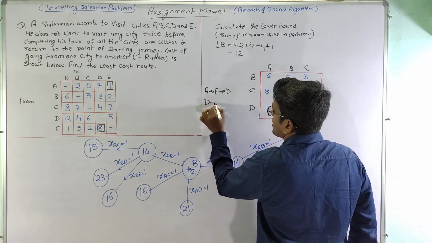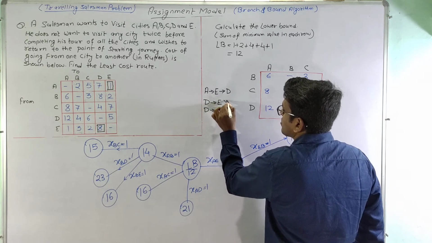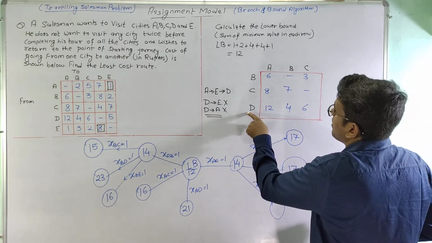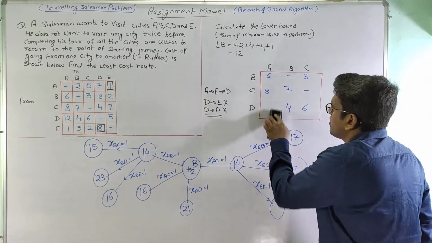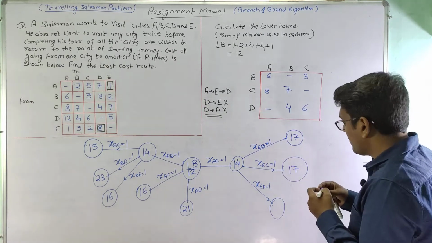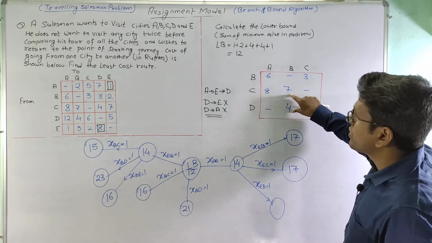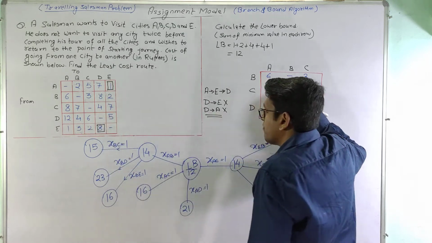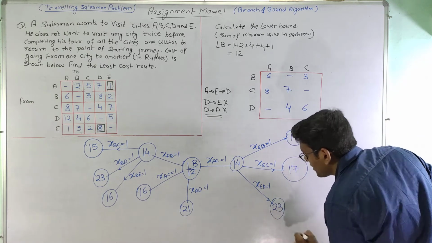This means it cannot go from D to E or D to A. So these two are not possible, and we can see that here we have a value for D, A. So again we will erase this value and we will put a dash sign here, and we will calculate the lower bound for this matrix. 3 plus 7, 10 plus 4, 14. 14 plus 9 is 23. So this lower bound value is coming as 23.